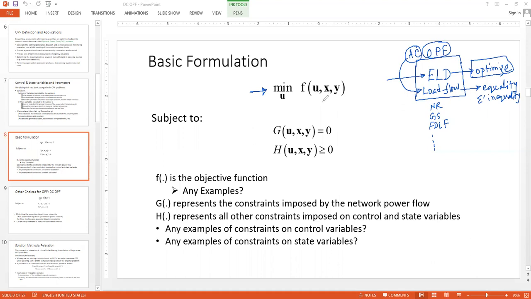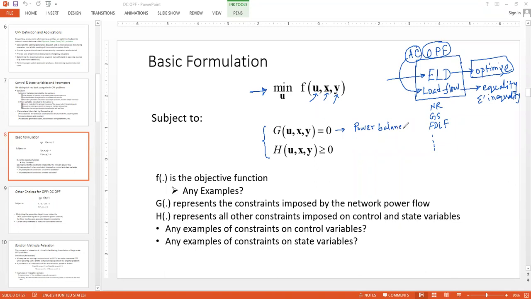Some variables will be the state variable X, and some will be the control variable U, which is directly controllable by human intervention. X is those variables which we cannot directly control through human intervention. Y is a set of parameters which are assumed as constants or given, like the network parameters or the fuel cost function parameters and so on. Then we will subject the optimization to a set of constraints, some equality constraints. Equality constraints could be the power balance equations.